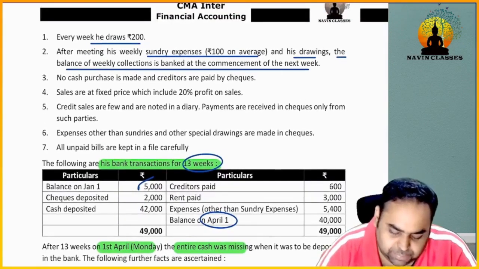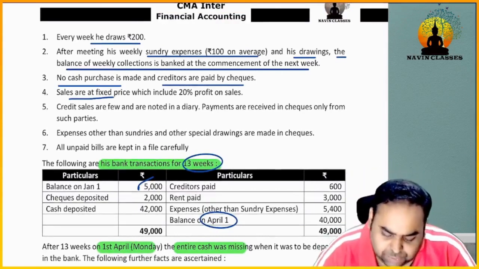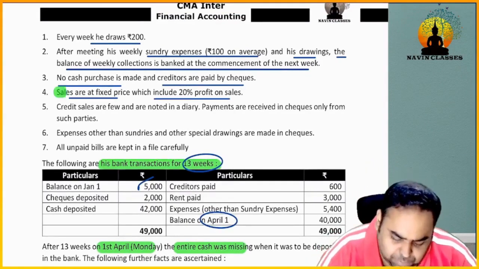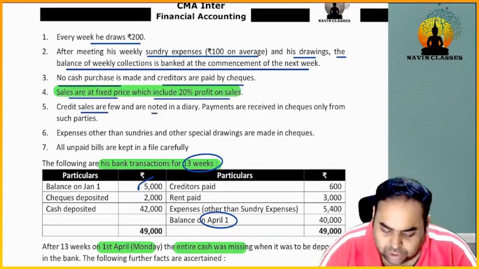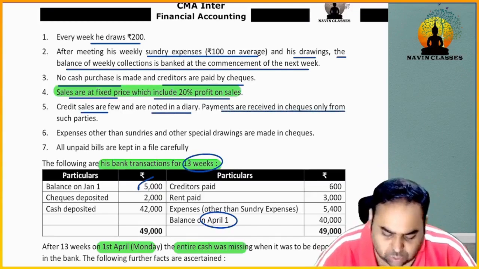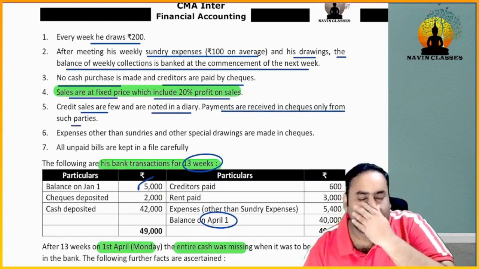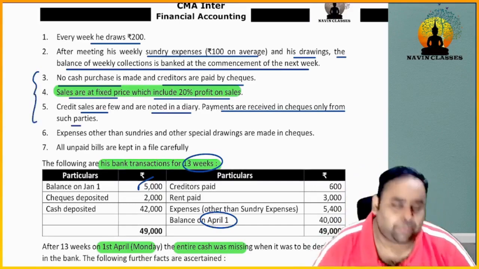Third, no cash purchase is made and creditors are paid by checks. Fourth, sales are at a fixed price, which includes 20% profit on sales. Credit sales are few and are noted in a diary. Payments are received in checks only from such parties. Credit sales are not that much, and whatever money is received from them is through checks. You have to keep all these points in mind.